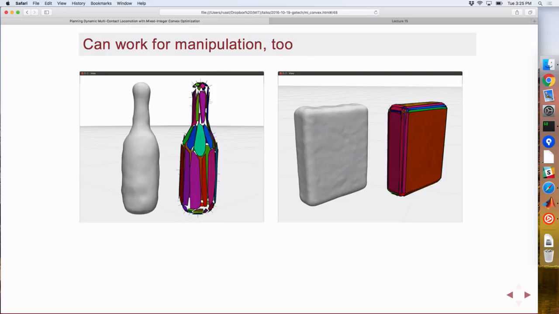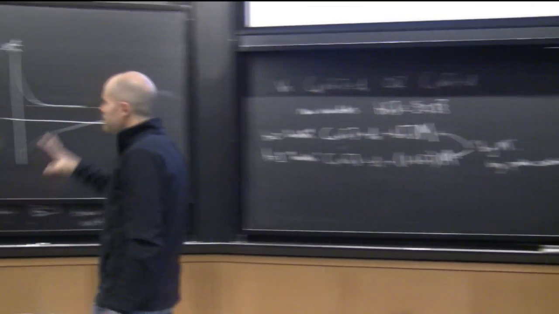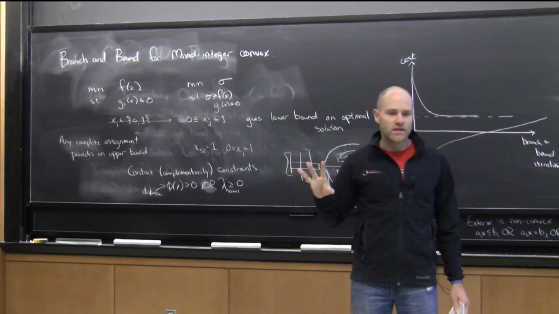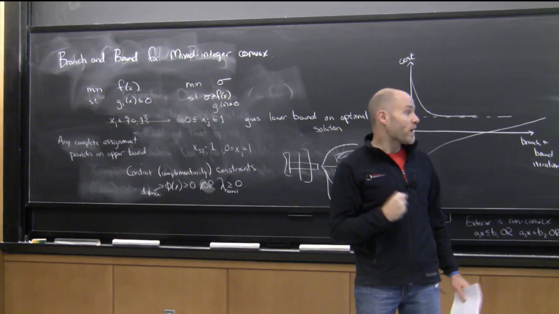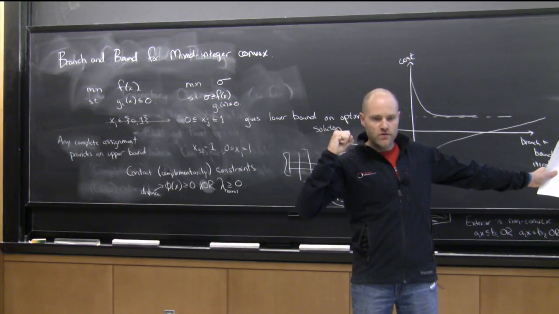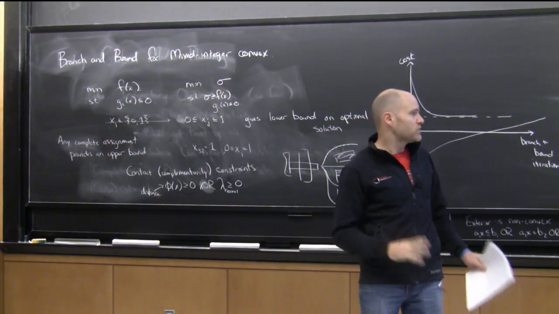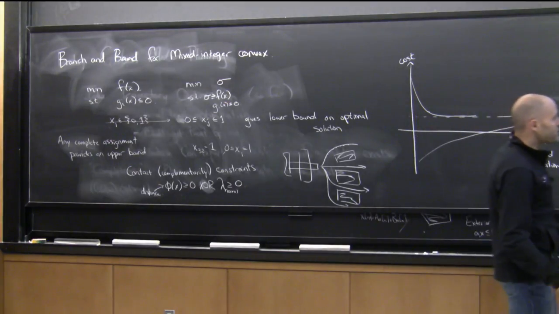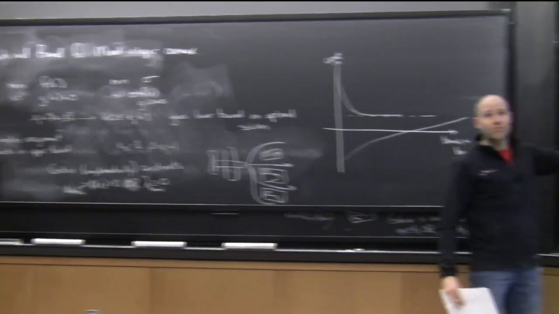Okay, and it can work for manipulation too. You can decompose objects that you want to grab into different faces, and in practice, that's how we do things like grasp optimization, which we might get you on the next problem set. So that's the idea of decomposing the world into pieces and then throwing our optimization hammer at it, but trying to be clever about the way we transcribe these problems so that the search, as an outer layer to the optimization, can quickly navigate the problem. The difference between a mixed integer convex problem and a mixed integer non-convex problem is dramatic.